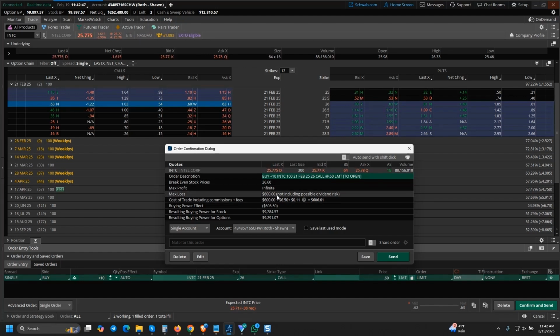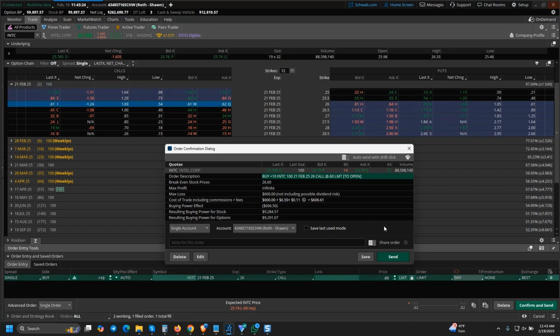My max loss is $600. The $600 max loss is because I'm buying 10 calls for $60 each, right? 100 shares in an option contract. That's 100 times 60 cents is $60. And then I have 10 of those, so it's $600 plus the cost of commissions and fees. $606.61 is what I'm going to pay. It's going to reduce my buying power by the $606. That leaves my buying power for stock or options in this account right now at just over $9,000.